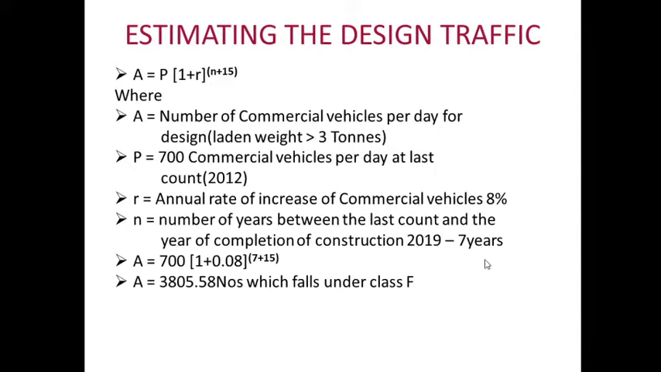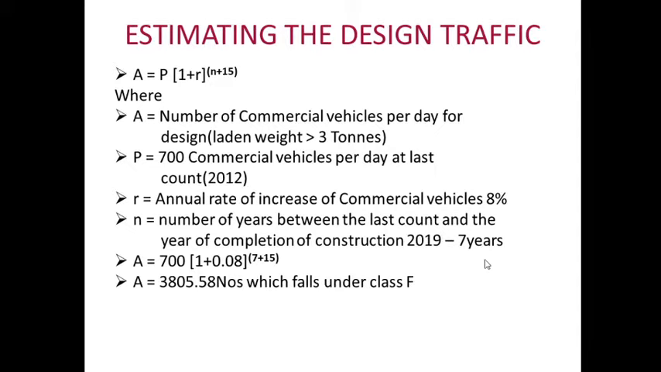For example, the traffic volume is 700 commercial vehicles per day at the last count in the year 2012. If you want to predict the future traffic volume for the year 2019, we can use this formula. This formula is A equals P times (1 plus R) power (n plus 15), where A means number of commercial vehicles per day for design. When do you call a vehicle a commercial vehicle? If the vehicle load is more than 3 ton, it is called a commercial vehicle.